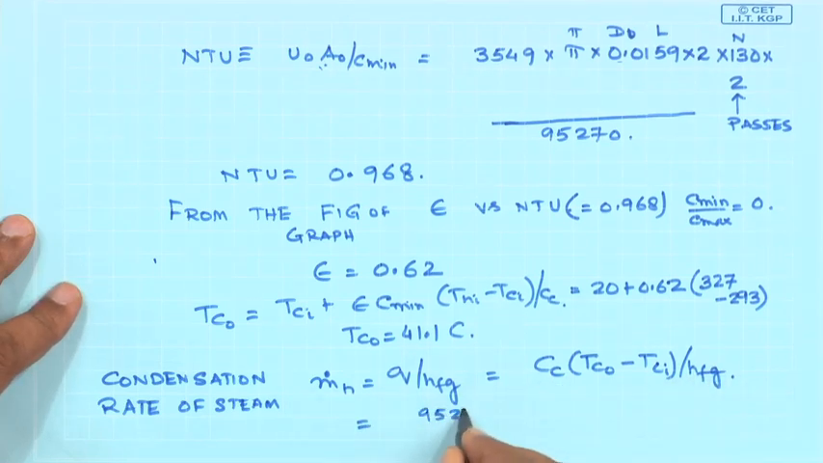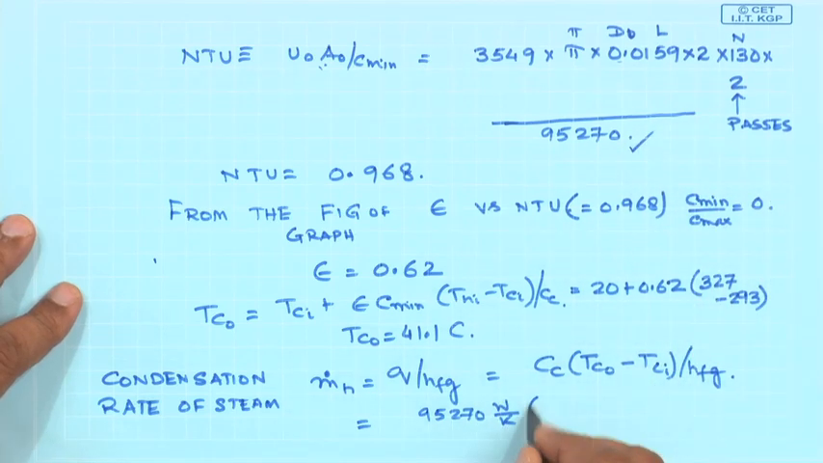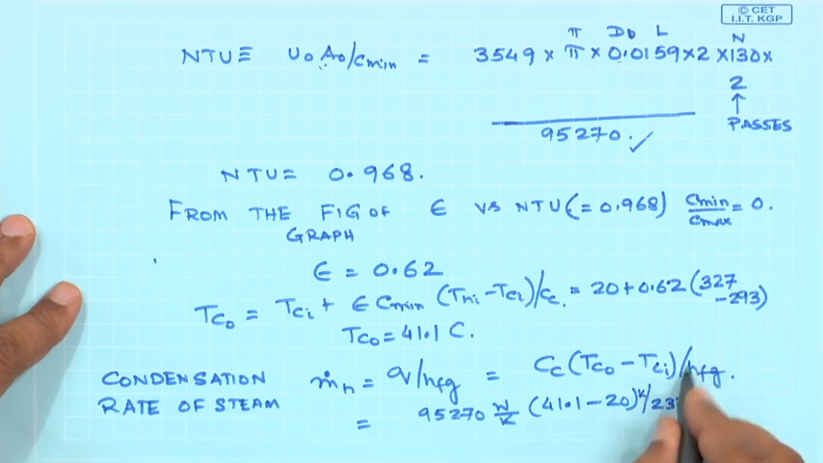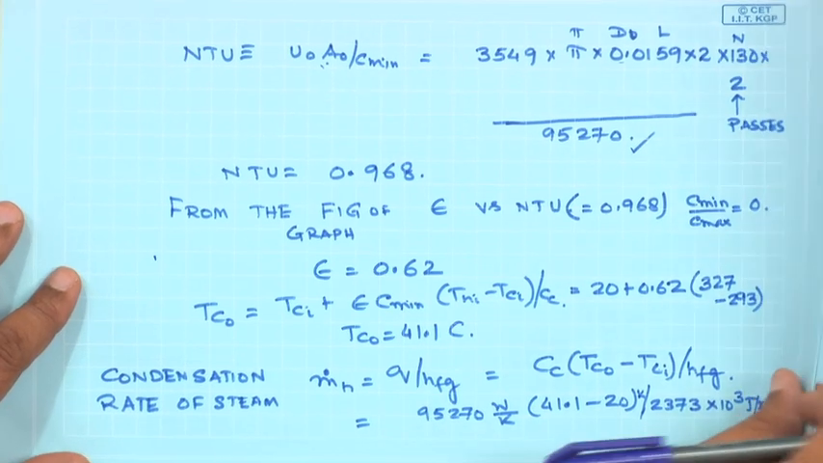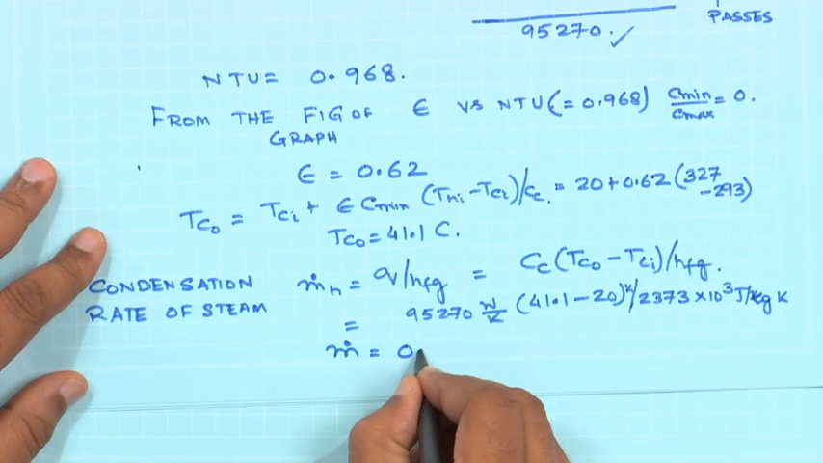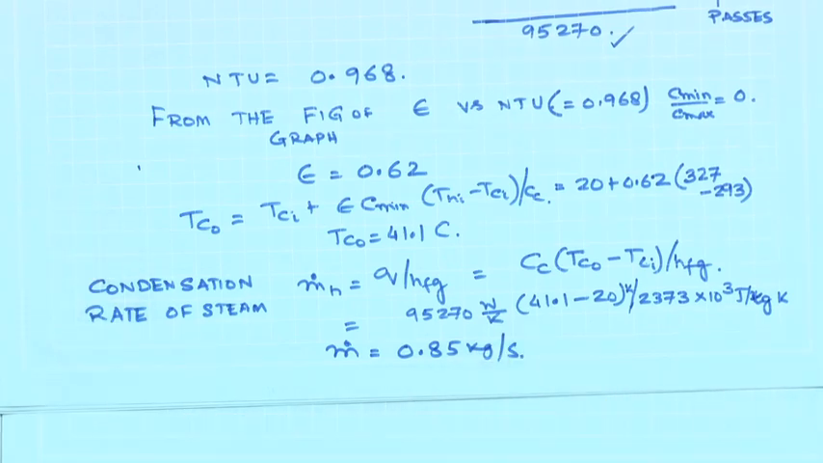Cc is 95270 watt per Kelvin, which is this one, times TCO which is 41.1, minus TCI which is 20, and the value of HFG is 2373 times 10 to the power 3 joule per kg, that is the latent heat. This would result in a value of m dot equal to 0.85 kg per second. So, that is the condensation rate of steam.